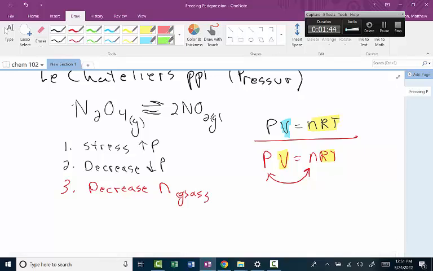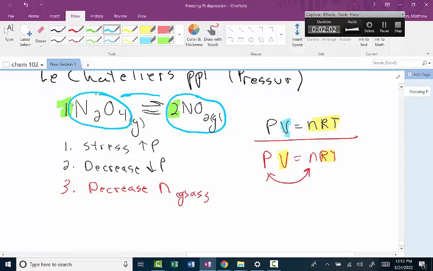So when we look up here at our reaction, there's 2 NO2 for every single one N2O4. And so they're both gases. So if we take our 2 moles of gas and make it into 1 mole of gas, we've reduced the moles of gas. And so in this case, the reaction shifts to the left in this direction, okay? And we will see the concentration, or the amount of N2O4 will increase, and the amount of NO2 will decrease. That's all there is to this pressure thing.